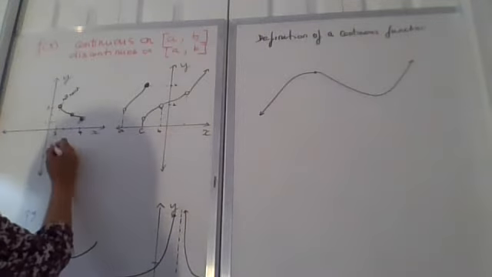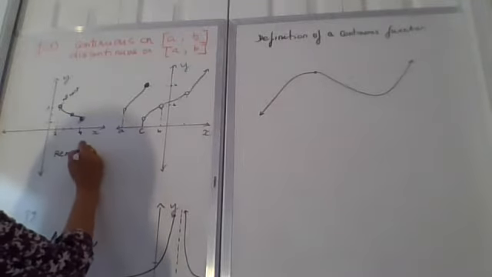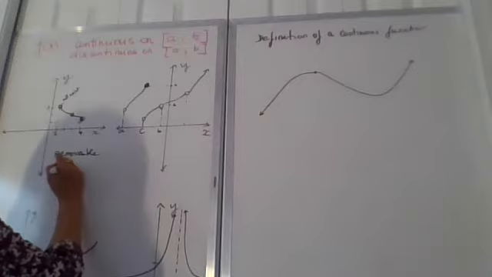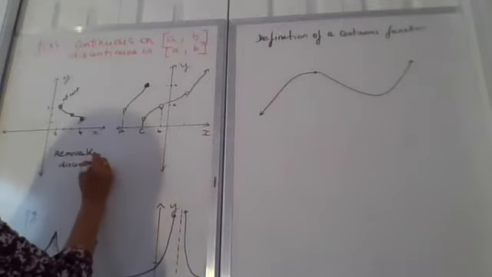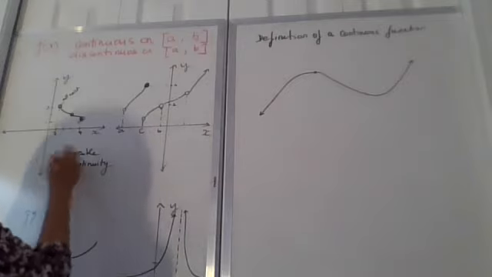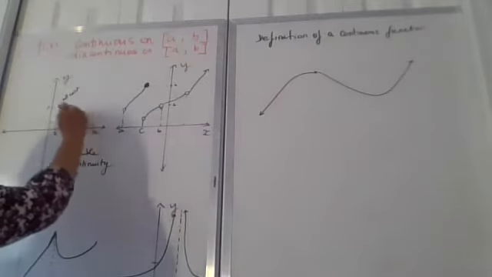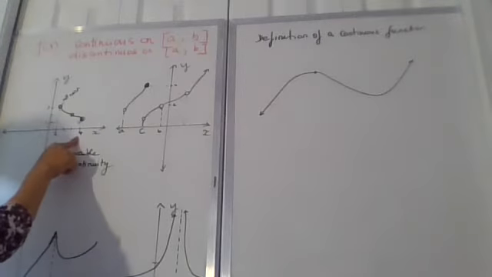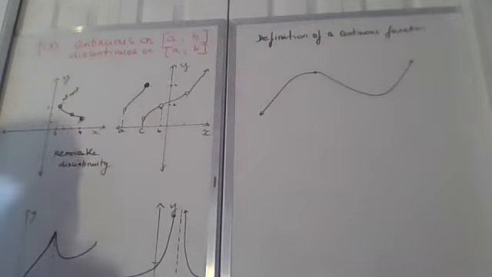So this we call a removable discontinuity. Now, what does removable mean? It means this function can become continuous between the interval from 1 to 4. And you can see the shape, there's just a little hole like that.